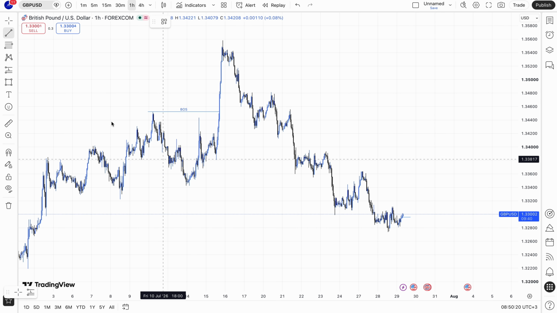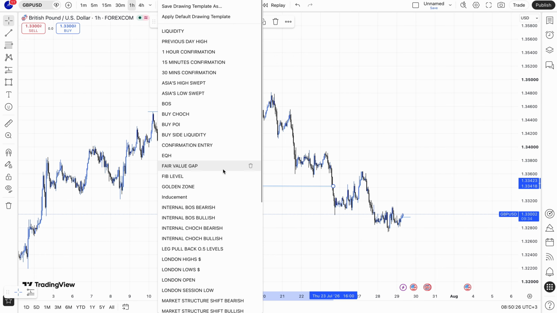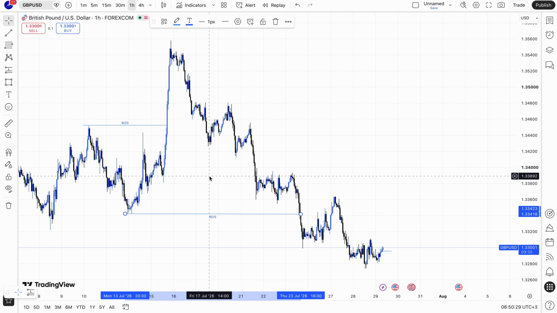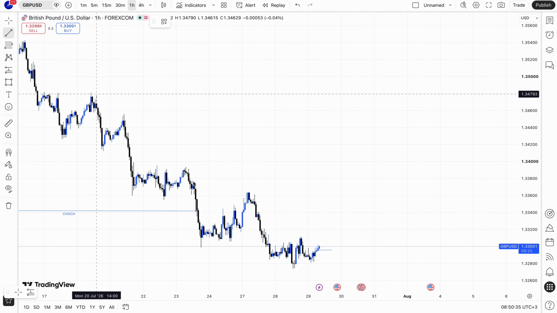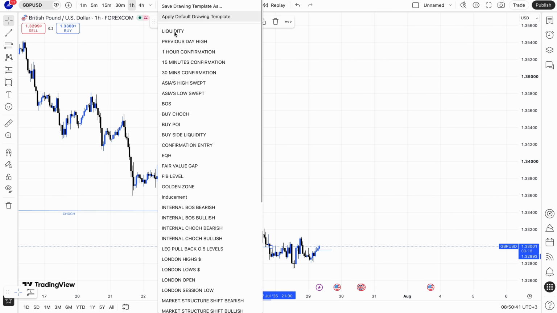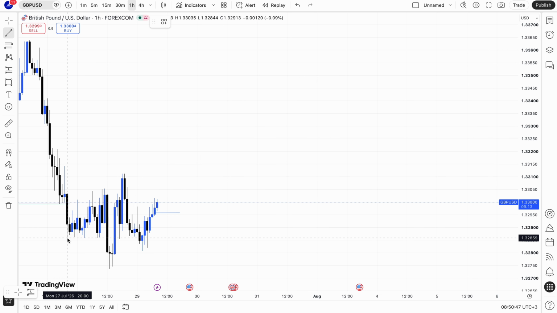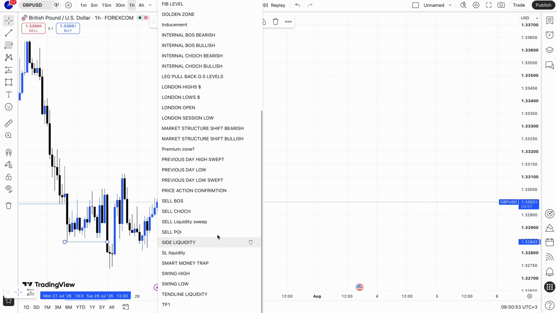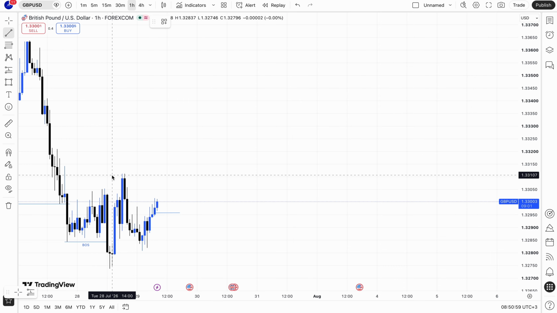external break of structure to the upside, then we had our change of character to the downside. Later on, we had our continuation break of structure to the downside. And then we had our continuation break of structure to the downside, right? And then later on, we had our change of character to the upside.